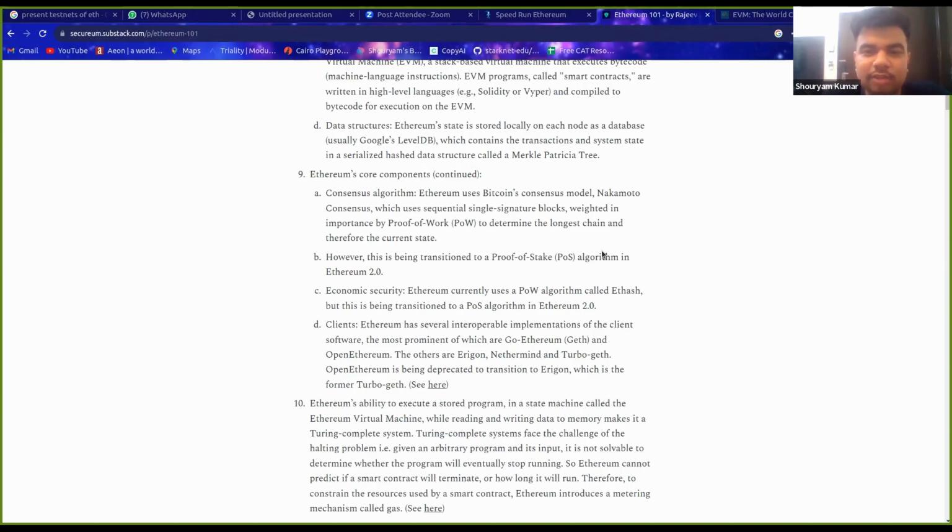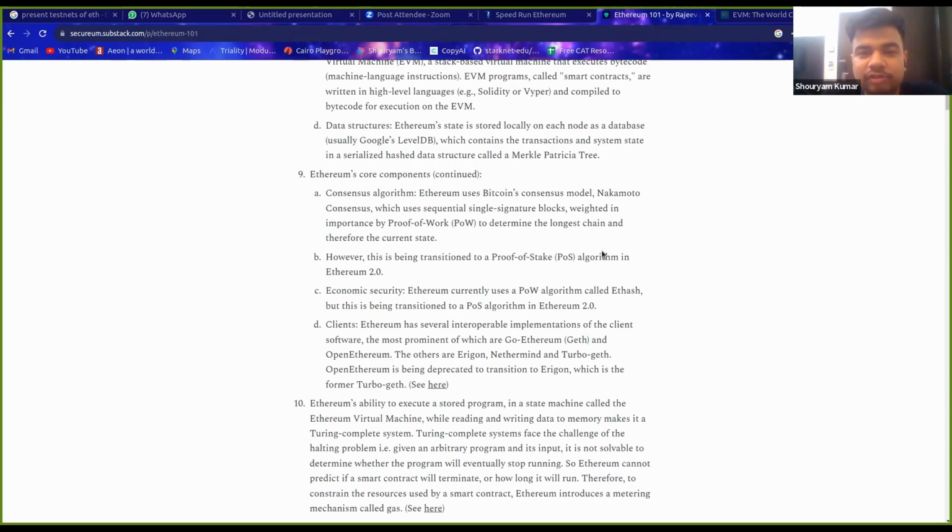But this has now been discontinued, and we have moved to a more eco-friendly alternative, which is proof of stake. Proof of work essentially demanded a lot of computational power, due to which miners needed to run a lot of GPUs and CPUs, demanding a lot of energy. So that was termed as hazardous to the environment by many people.